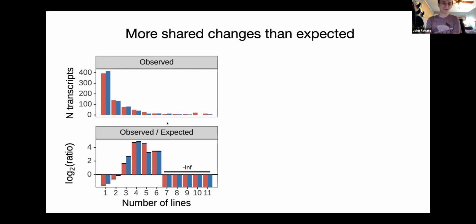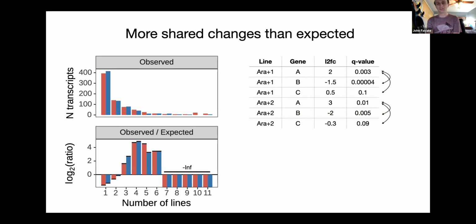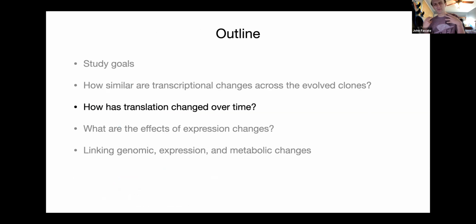So that means that these genes that are experiencing alterations in the same direction in 7, 8, 9, 10, and 11 lines are probably truly exceptional, and that this isn't just some kind of random chance thing that we're seeing. So that's good news. Anyway, so I've just given you a brief overview about transcriptional changes.